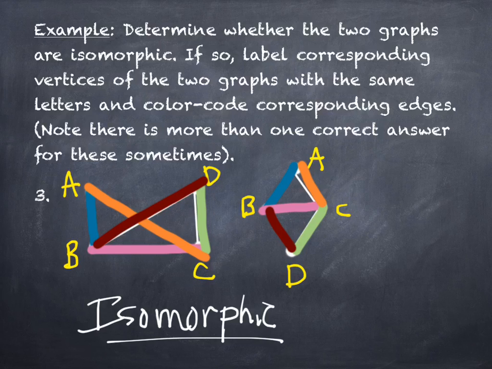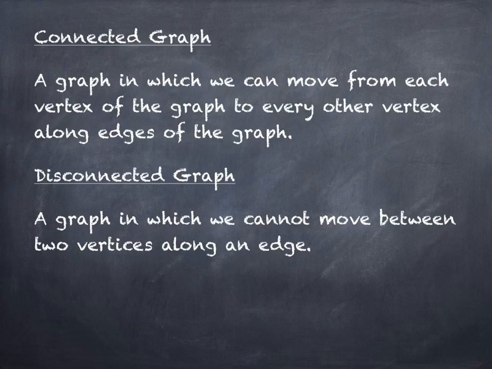All right. We're going to talk about one more concept real quick. It's the idea of being connected. A connected graph is a graph in which we can move from each vertex of the graph to every other vertex along the edges of the graph. In other words, I can start at one vertex and arrive at any other vertex I want simply by following the paths on the graph.